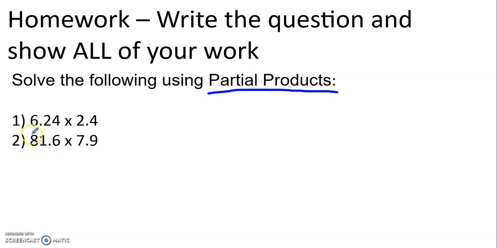Okay, our question is 6 and 24 hundredths times 2 and 4 tenths. And the second one is 81 and 6 tenths times 7 and 9 tenths. Don't forget, all of your work needs to be shown, and you must solve it using partial products. You may use another method to check your work, but I must see the partial products here.